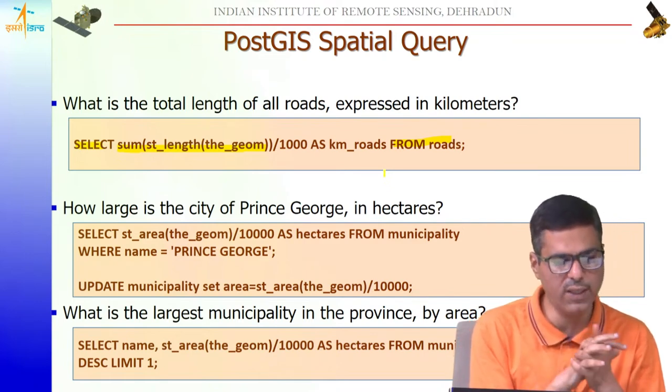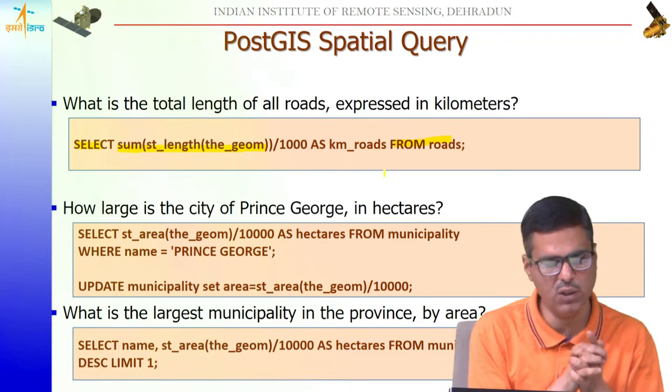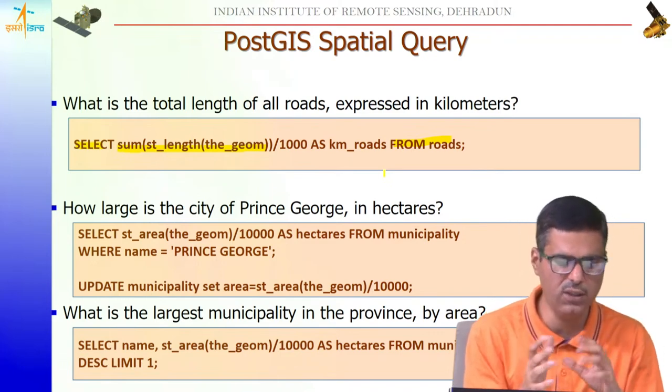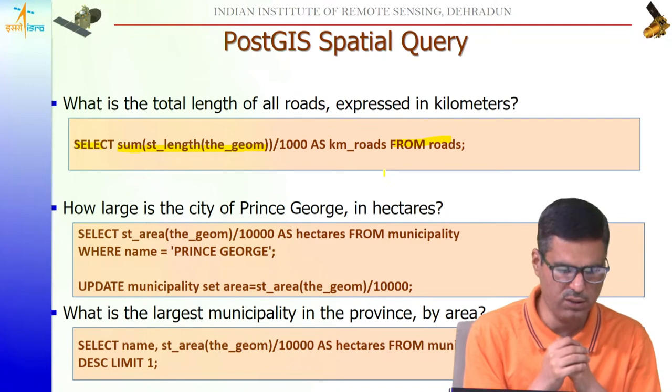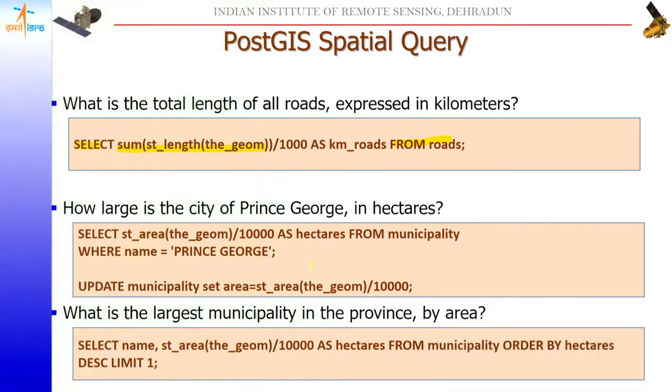Similarly, we can also use the area function to find out the size of a particular city from a municipality. If you remember the syntax and relate it to this query, it is like selecting the area from this municipality where the name of the municipality is the particular one we are looking for, which is Prince George. And we want to convert to hectares, so we are dividing by 10,000, given the alias as hectares to represent it.